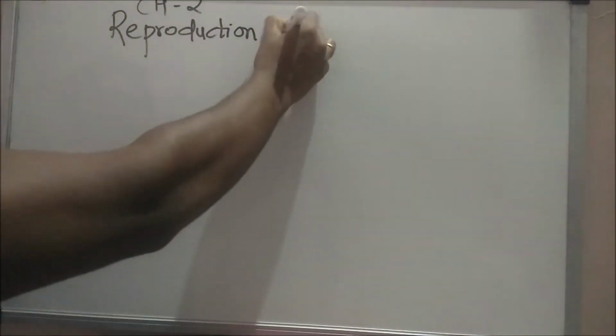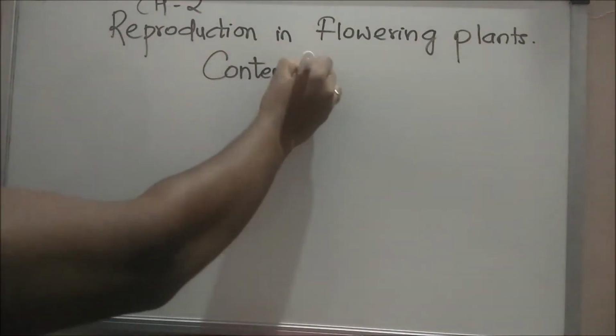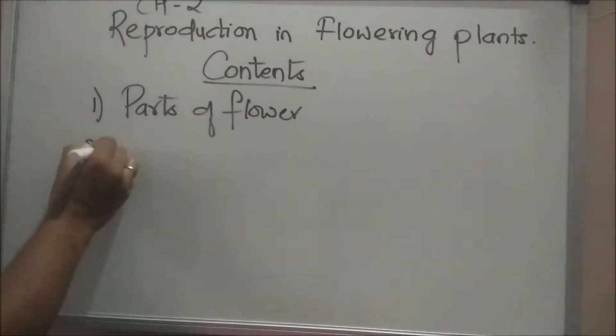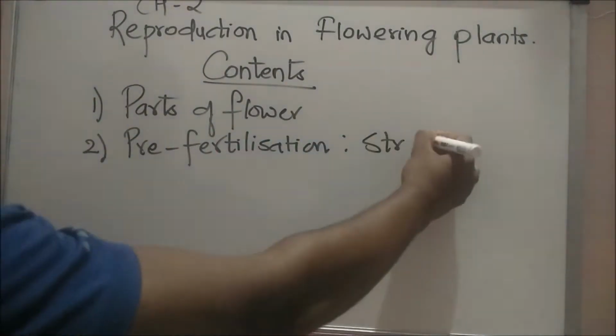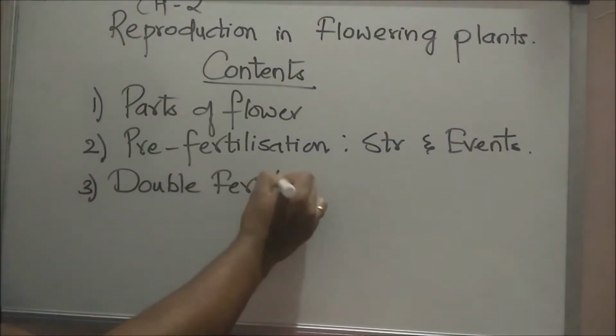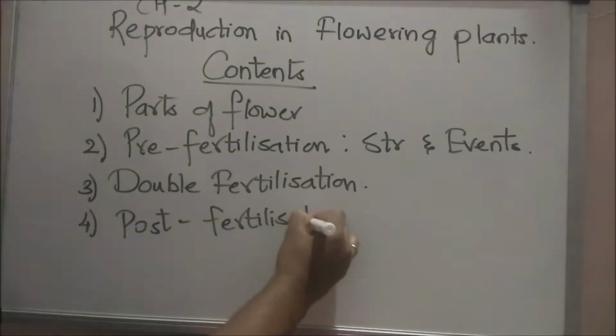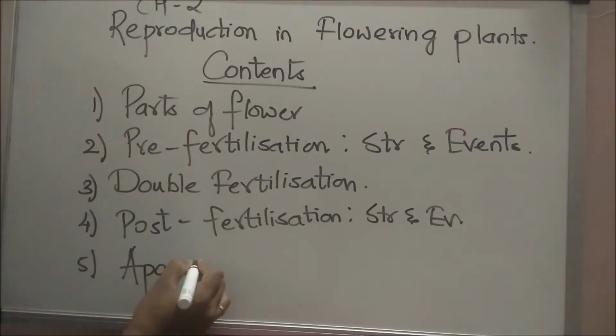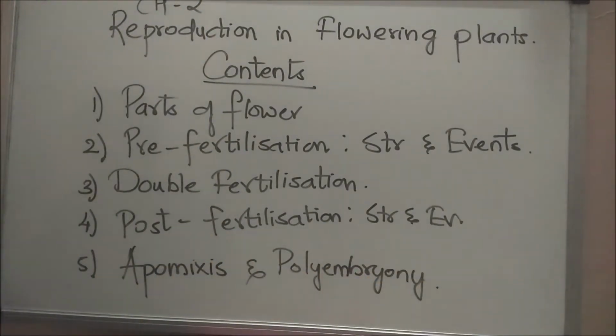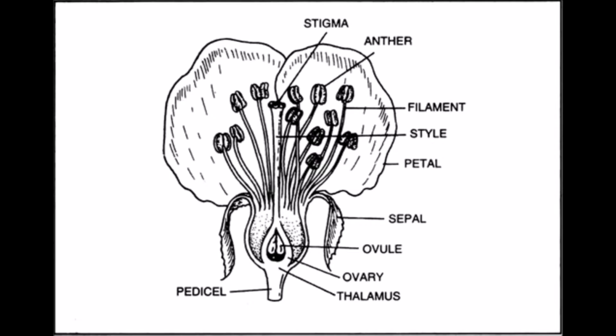Hi guys, today's topic is chapter number 2, sexual reproduction in flowering plants. Contents are the parts of the flower, pre-fertilization, double fertilization, post-fertilization, apomixis and polyembryony. The first topic is parts of the flower.